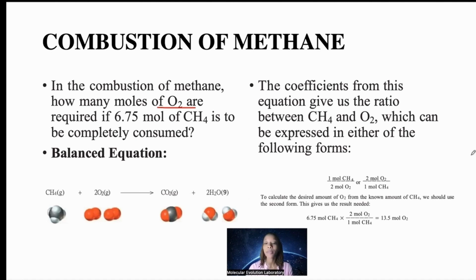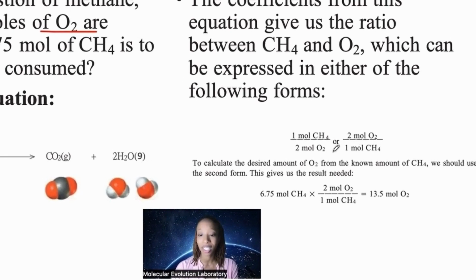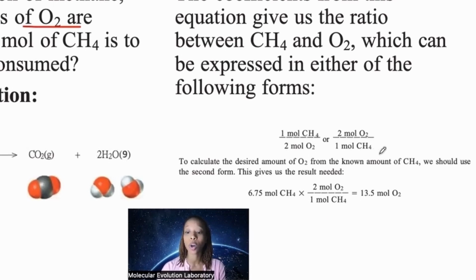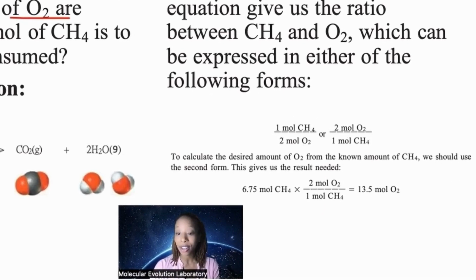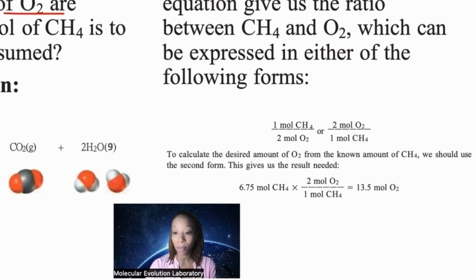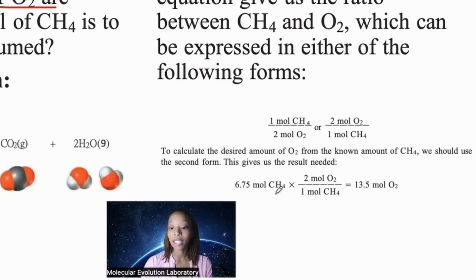The coefficients from this equation give us the ratio between methane and oxygen, which can be expressed in either of the following forms. You can write it as 1 mole of methane to 2 moles of oxygen, or 2 moles of oxygen to 1 mole of methane. So the ratio is 1 to 2 or 2 to 1. To calculate the desired amount of oxygen from the known amount of methane, we should use the second form. This gives us the result: 6.75 mole of methane times 2 mole of oxygen divided by 1 mole of methane is 13.5 mole of oxygen.